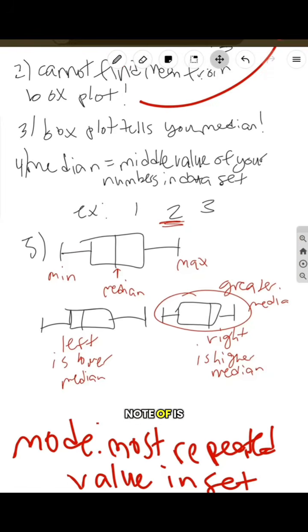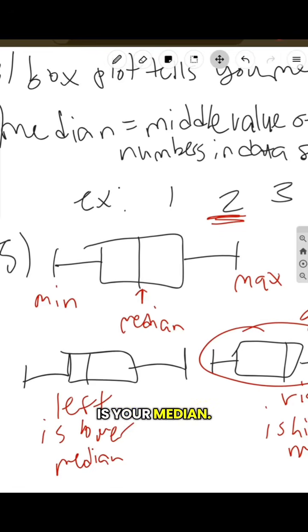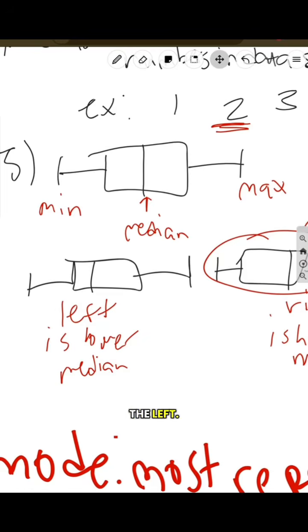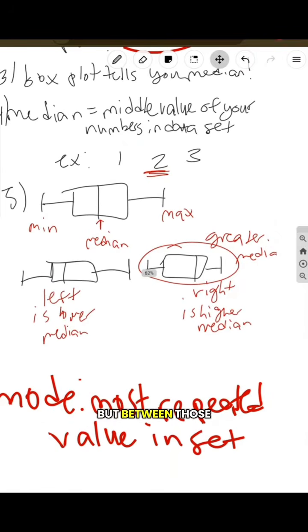The very last thing to take note of is this is exactly how a box plot is supposed to look like. As you can see here, it gives you the maximum, the minimum, and right there, that line, the very middle is your median. Your median is always going to be the line inside your box for a box plot. If the line is close to the left, that means you have a lower median, it's on the lower side, and if it's more to the right, that means it's going to be higher. So between those two options, you can see that the right box plot is going to have a greater median.